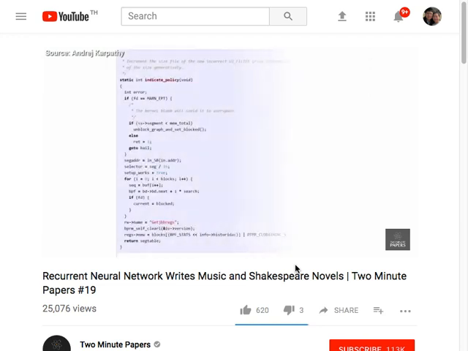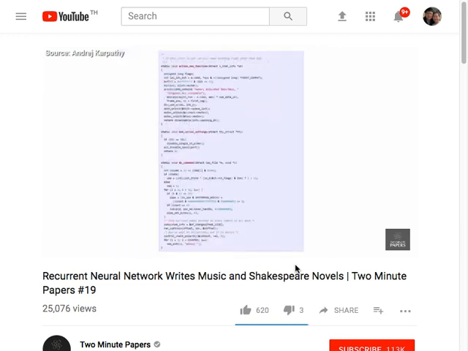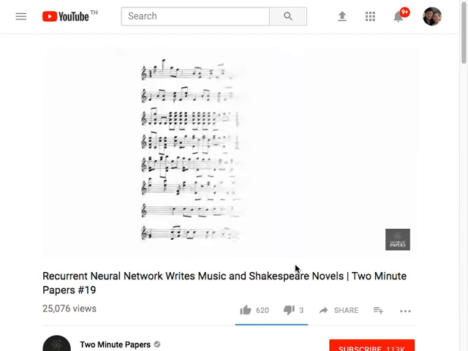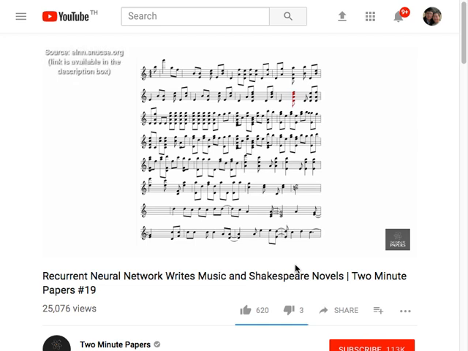It is also capable of learning the source code of the Linux operating system and generating code that looks quite sensible. It can also try to continue the song Let It Go from the famous Disney movie Frozen.